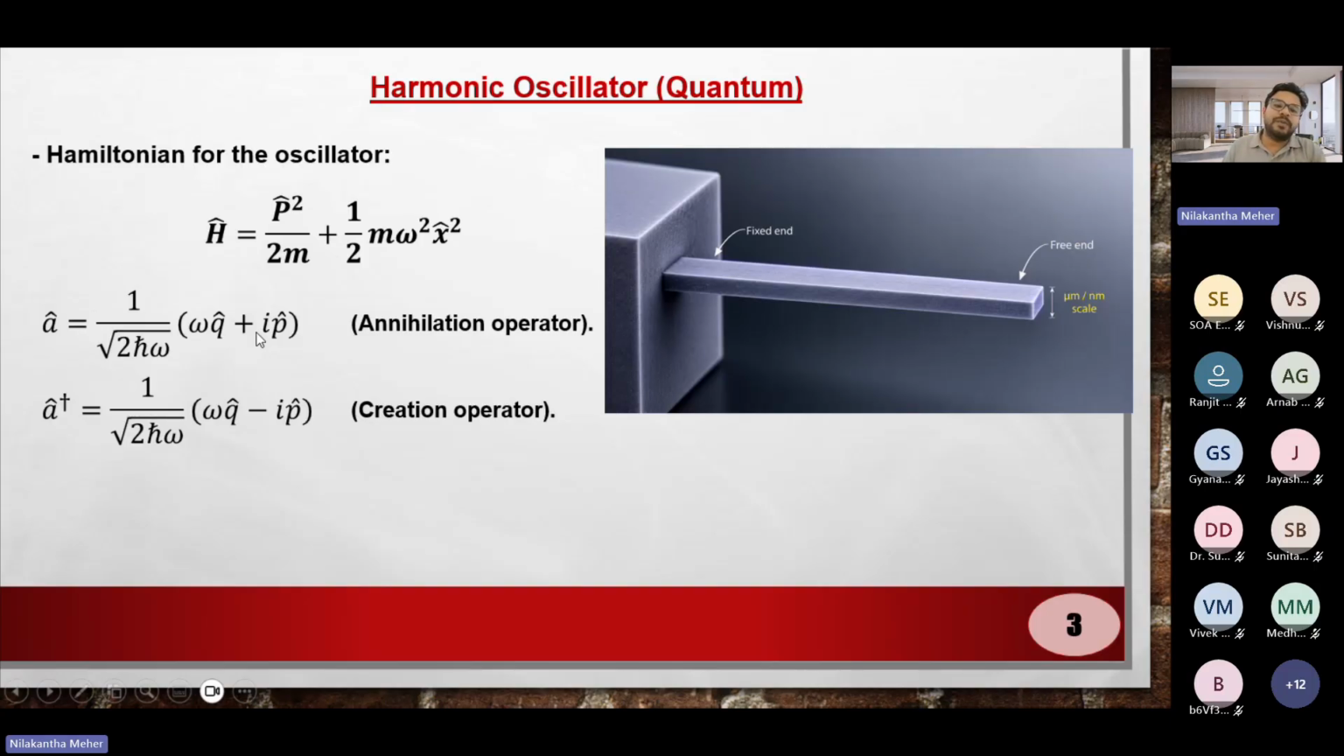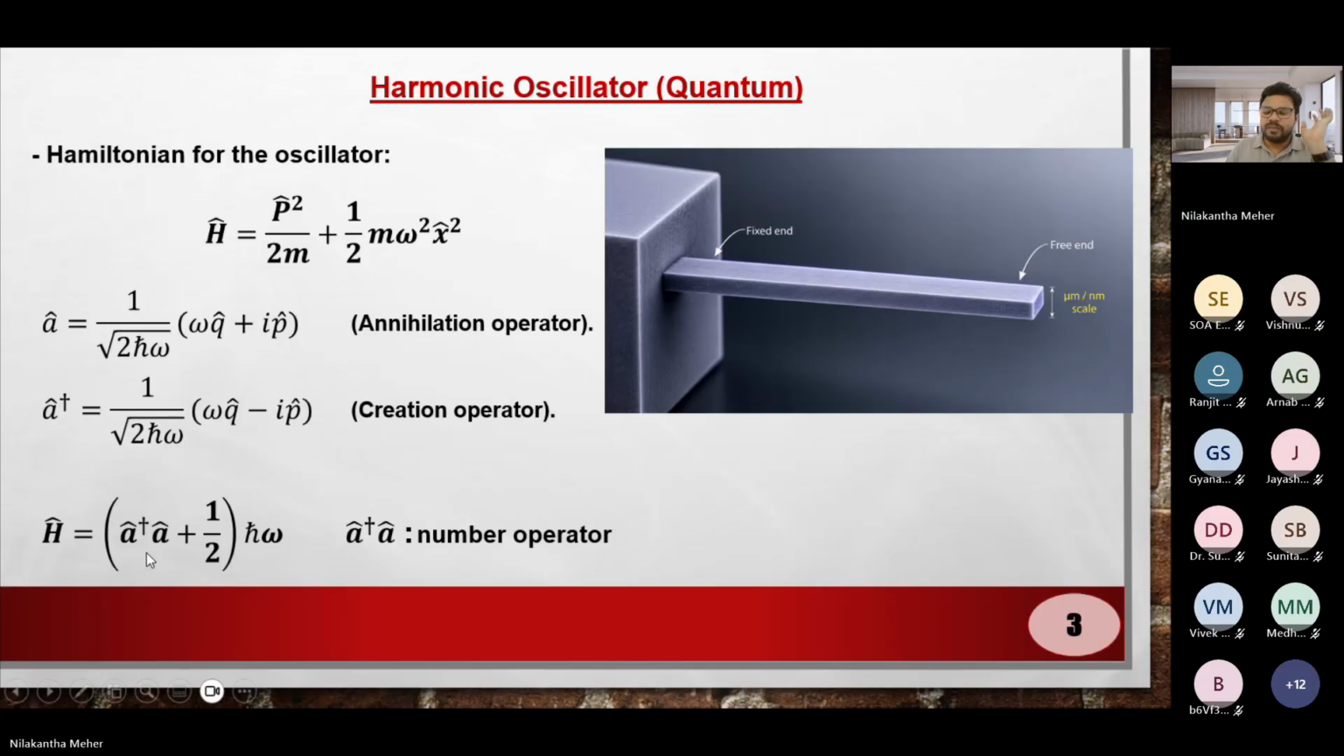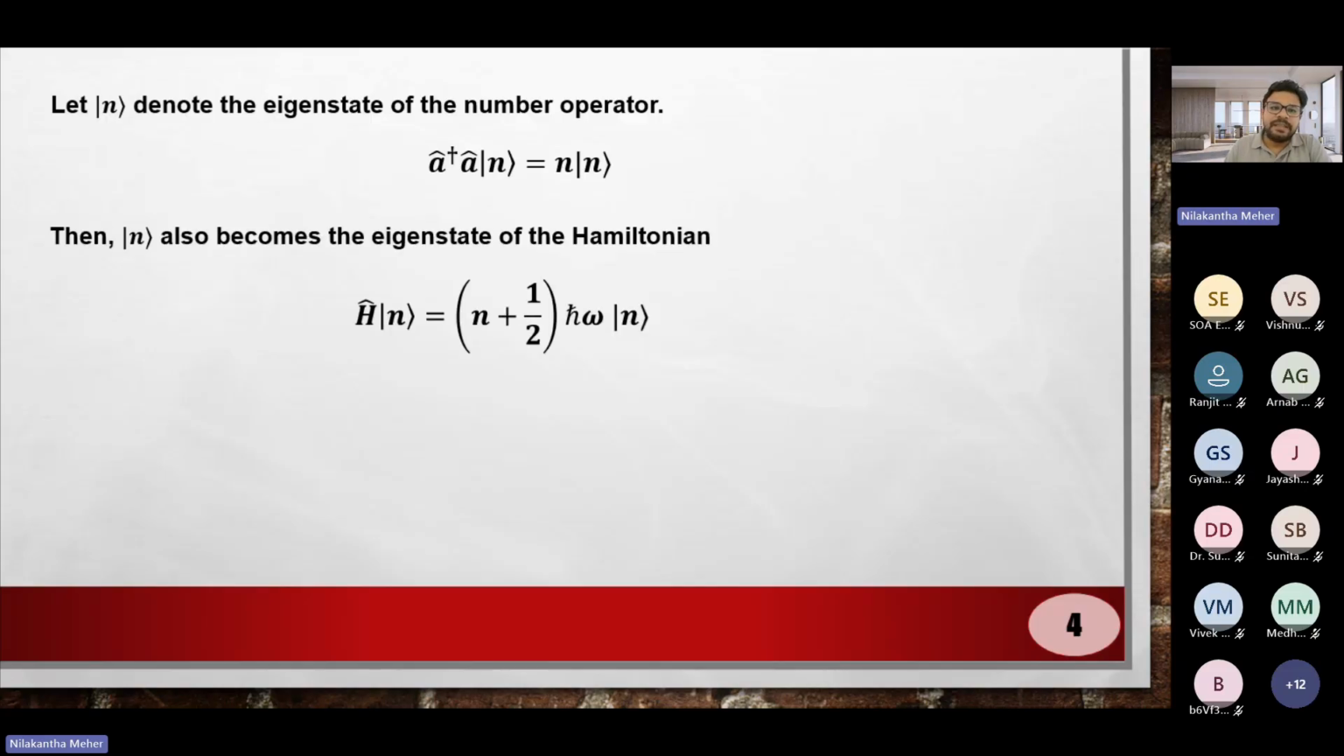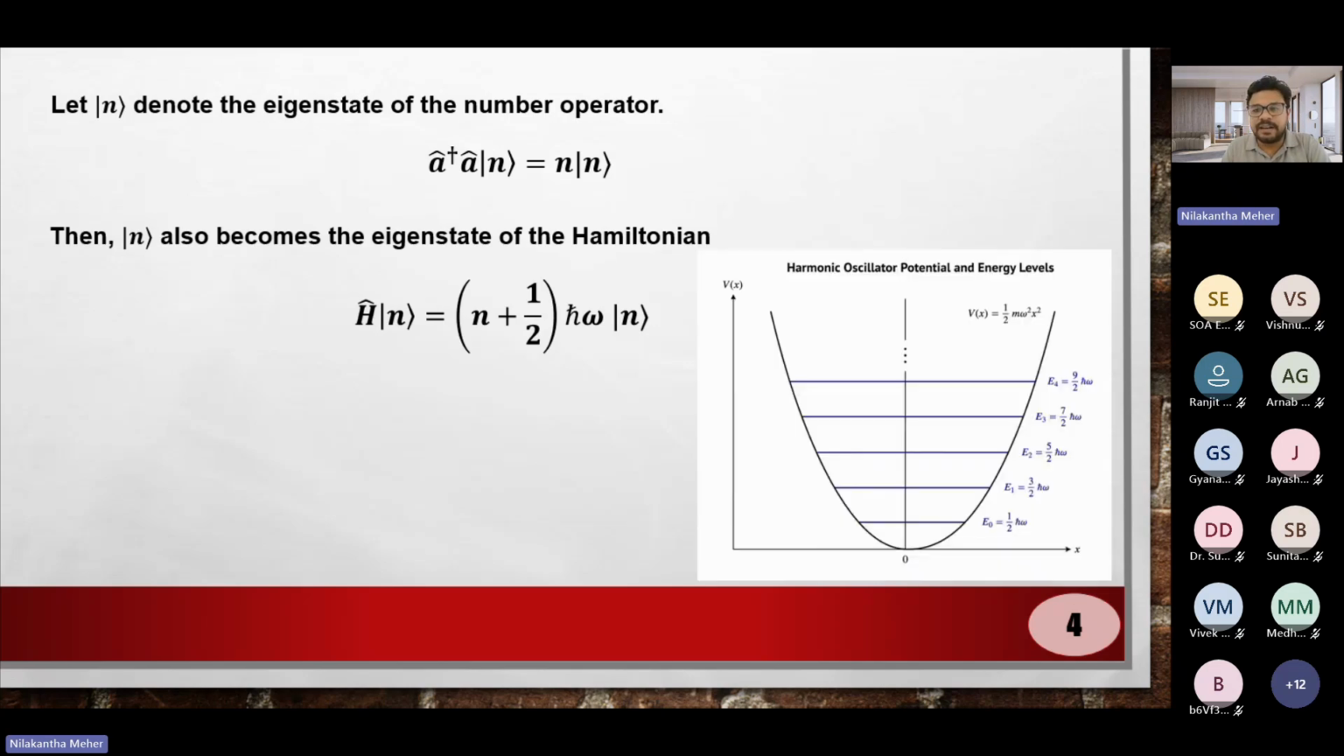By combining the position and momentum operators, we can define the annihilation and creation operators. Now I can write the total Hamiltonian of the harmonic oscillator in terms of these, where A dagger A is the number operator. Let us denote the eigenstate of this number operator as ket n. This ket n also becomes the eigenstate of the Hamiltonian. Therefore, the energy levels are now equispaced and quantized. It is no longer continuous, it becomes discrete. And this ket n is called a Fock state or number state.